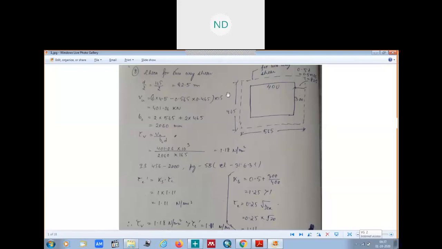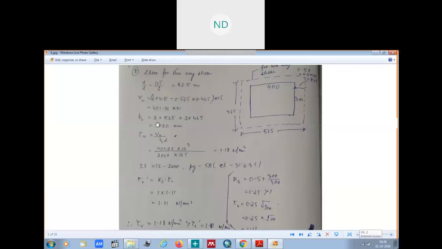Into our factored load. You can check in your first question where we had solved. There, I think 15 was the factored load which you got. So from here we get this shear force, which we have calculated here to be 401.06 kilonewton.